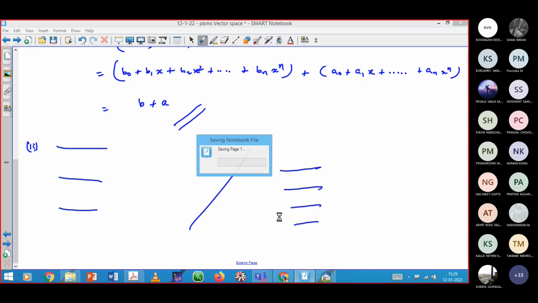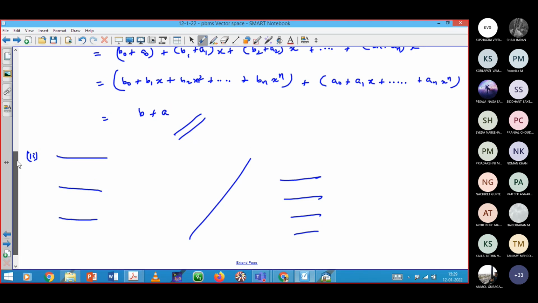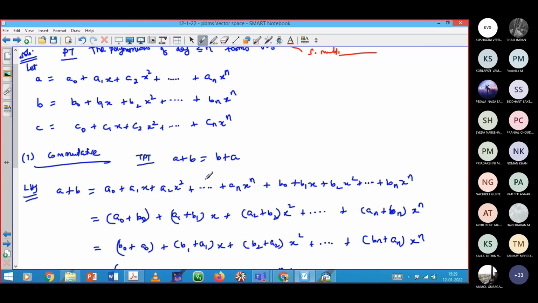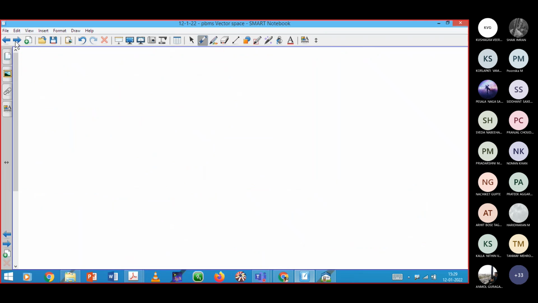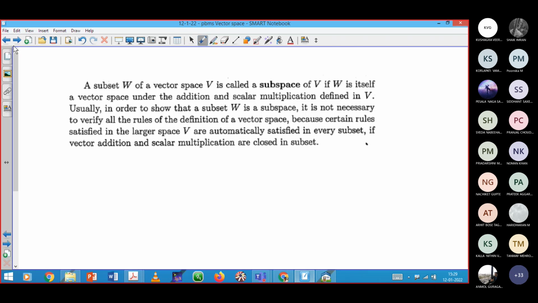That's your task. Because if you have understood the proof of one property, it is quite easy to prove the remaining parts also. So, one more definition with that.